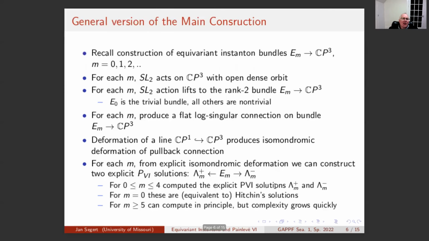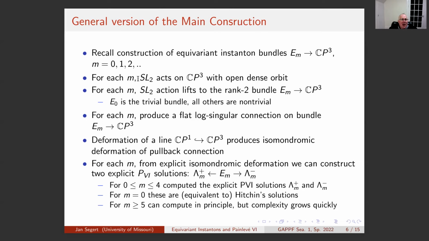And what I've done is generalize this to the case where you have the non-trivial SL2 equivariant instanton bundles on P3 that we had talked about in the last talk. So remember, there's one of these for every M ≥ 0. So the 0 is the Hitchin product case. The 1, 2, 3, and so forth are the non-trivial equivariant instanton bundles, which are non-trivial bundles. And you can repeat the construction of Hitchin's; conceptually it's fairly simple, but practically it's actually a lot of work to do it.